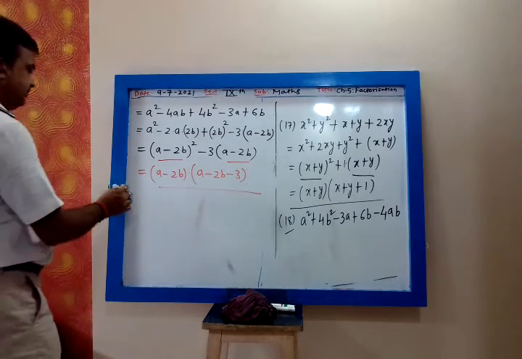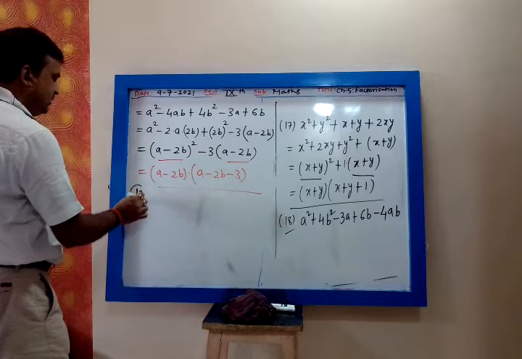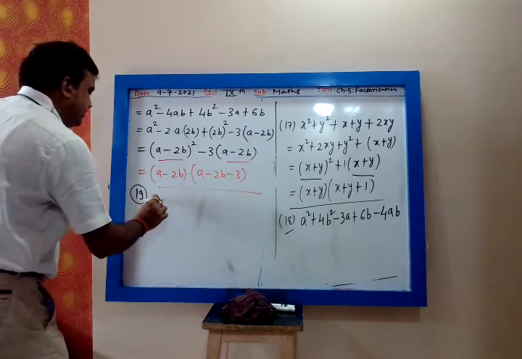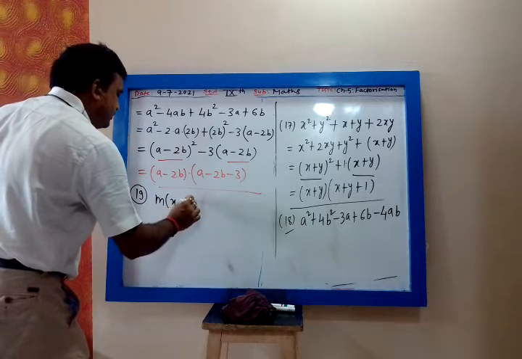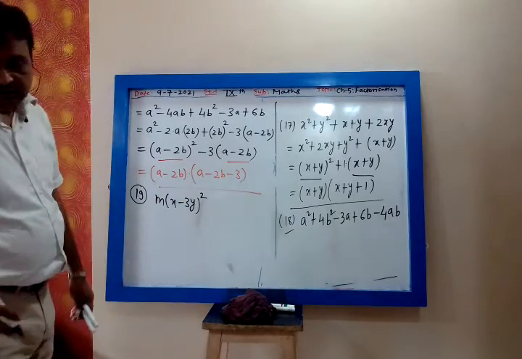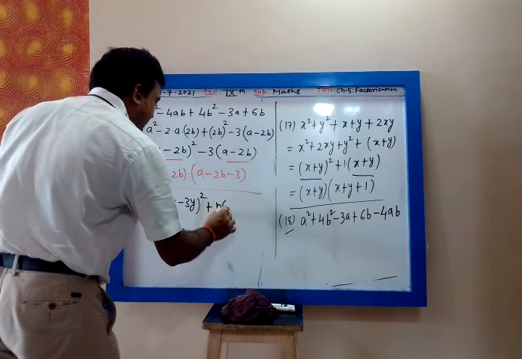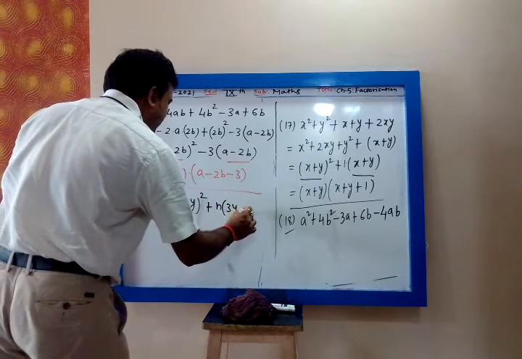Then 19th, m into 3x minus y, x minus 3y whole square. m into x minus 3y whole square, okay, plus n into 3y minus x. 3y minus x. Okay.